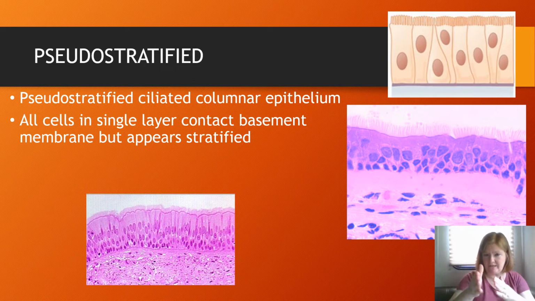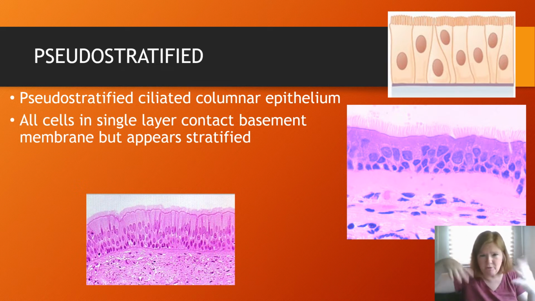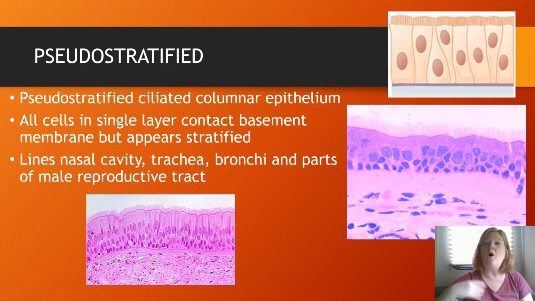In pseudostratified, look at it. The nuclei are like all jumbled all over the place. So all of the cells do contact the basement membrane, but because of how the nuclei are arranged, it appears stratified, even though it's not. Hence the name pseudostratified, fake stratified. So this lines our nasal cavity, our trachea, our bronchi, parts of the male reproductive tract, and you can see that there are structures on the surface, like cilia, to help move mucus along.